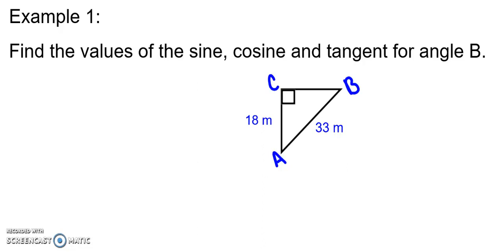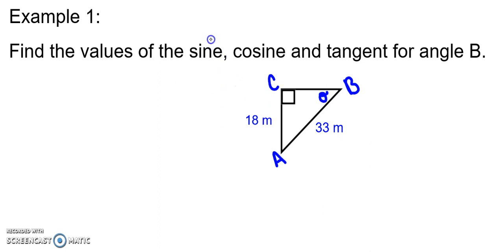All right, so now we have some good work here. So we're going to start with example one. We're going to find the values for the sine, cosine, and tangent for angle B. So that means that angle B is our reference angle, and we have our triangle down here. That means we label our sides using angle B.